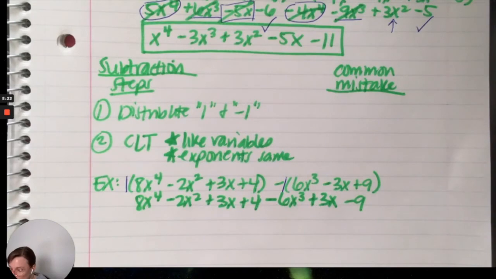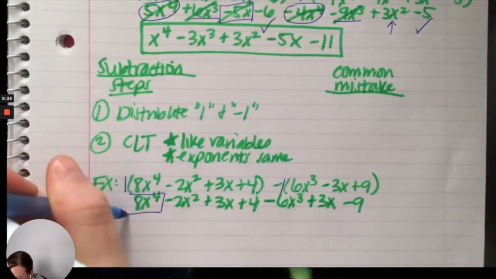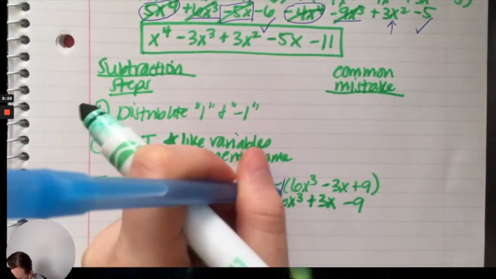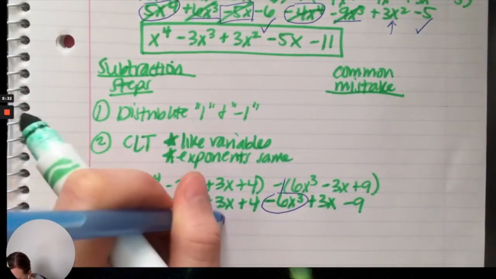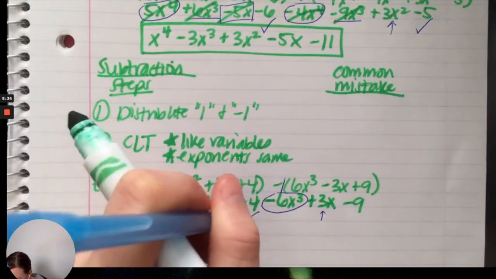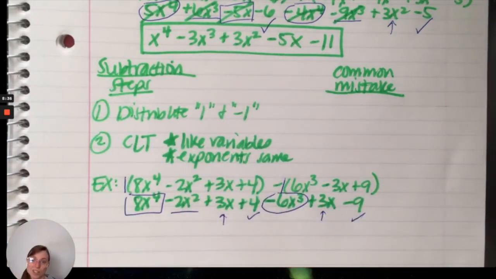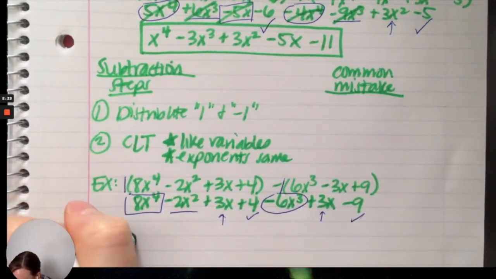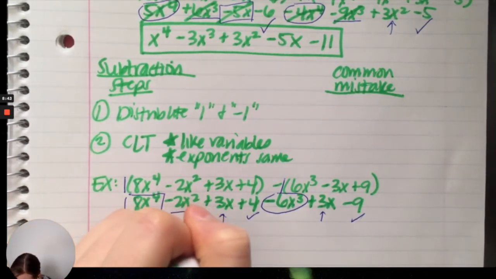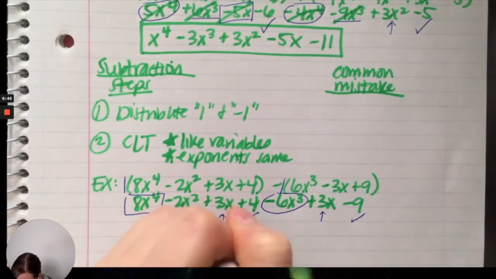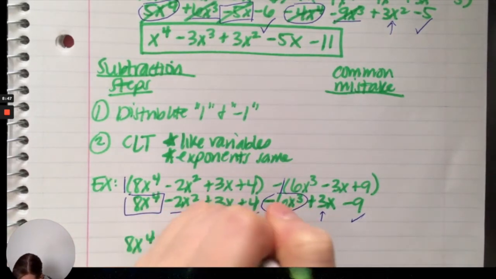Now I'm going to combine like terms. So I have an x to the 4th. None more. X cubed, no more. X squared, no more. X's, and then constants. Okay, so only 2 sets of like terms. I'm going to get 8x to the 4th minus 6x cubed minus 2x squared plus 6x minus 5.